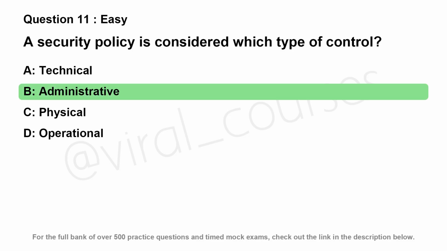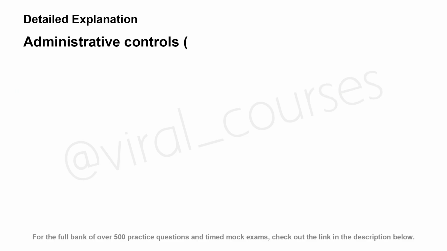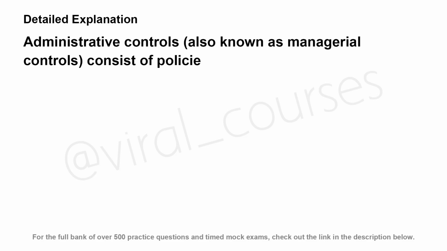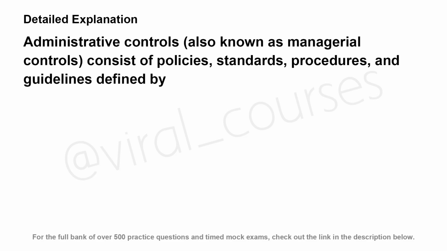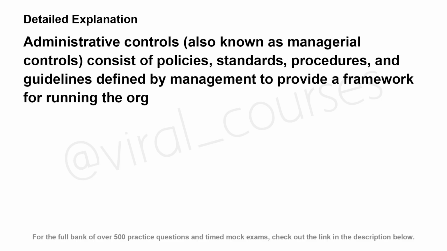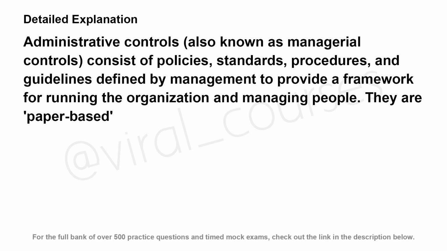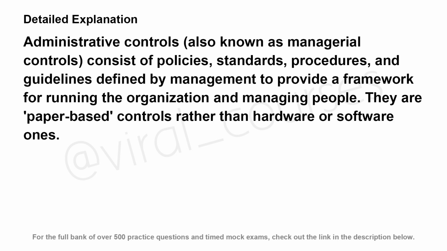The correct answer is B. Administrative controls, also known as managerial controls, consist of policies, standards, procedures, and guidelines defined by management to provide a framework for running the organization and managing people. They are paper-based controls rather than hardware or software ones.